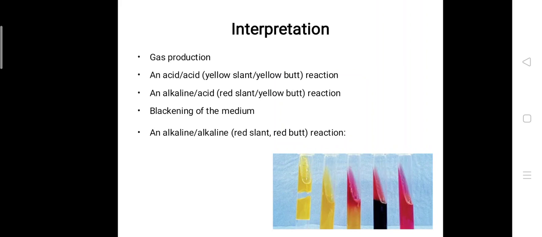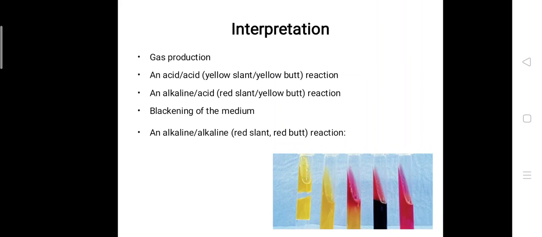So the medium has a bubble or a crack in the middle when it was incubated for 24 to 48 hours. Now the next one we have here is acid by acid, which means yellow slant by yellow butt reaction. This means that the fermentation of dextrose, lactose, or sucrose took place. That is why the reaction has a yellow slant as well as a yellow butt.